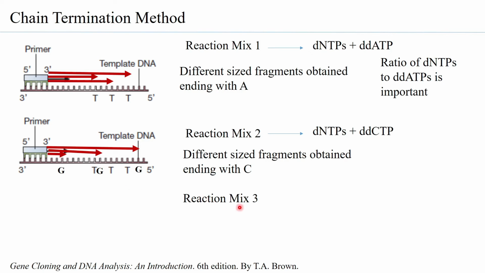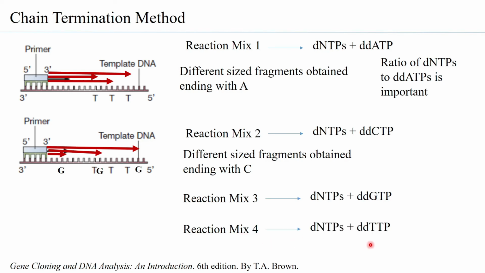Likewise, one can carry out reaction mix 3, that is specifically for ddGTP. You have reaction mix 4, that is specially carried out with ddTTP. So you will get an A family here, a C family here, a G family here, and a T family here. And each one would have different size fragments ending with the corresponding dideoxyribonucleotide. So this is how the chain is synthesized and terminated.